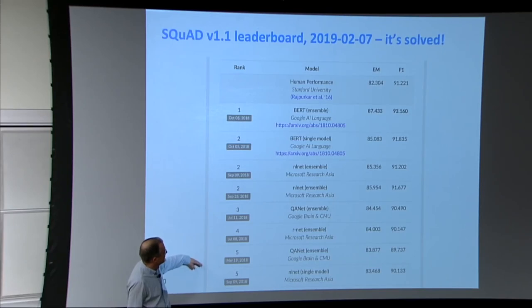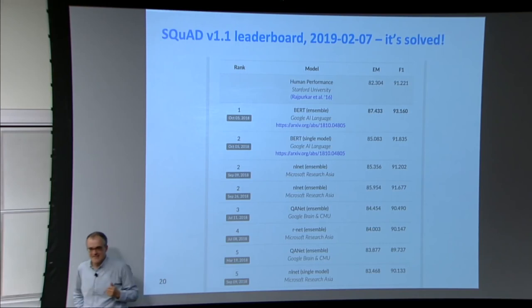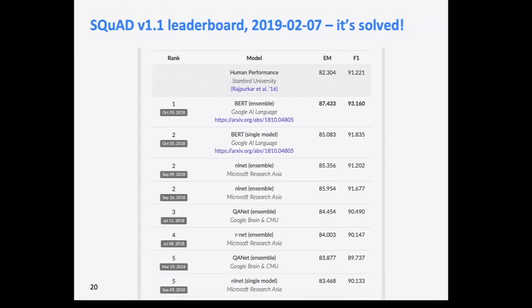And so essentially, you could say that SQuAD version 1 is basically solved. The very best systems are now getting F1 scores in the low 90s. In particular, you can see that the best couple of systems have higher F1s and higher exact matches than what was measured for human beings. Now, like a lot of the claims of deep learning being better than human beings, there are some asterisks you can put after that.